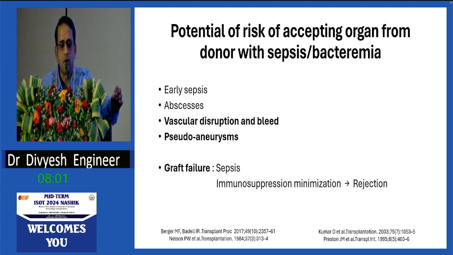So there is a risk of early sepsis and metastatic abscess in the recipients. The real risk is vascular disruption, bleeding and pseudoaneurysm. That is very troublesome, and many times that leads to graft loss. And even when the recipient develops sepsis, we can have graft failure because of sepsis. And many times to manage the sepsis, we reduce immunosuppression, and that can precipitate rejection. So ultimately this sometimes may also lead to graft failure.